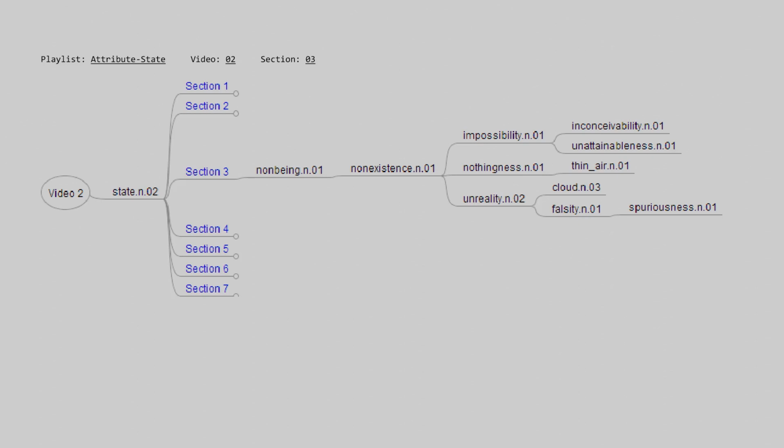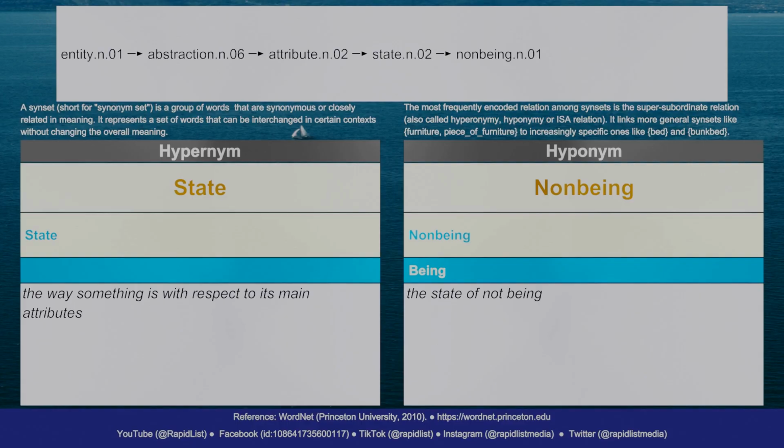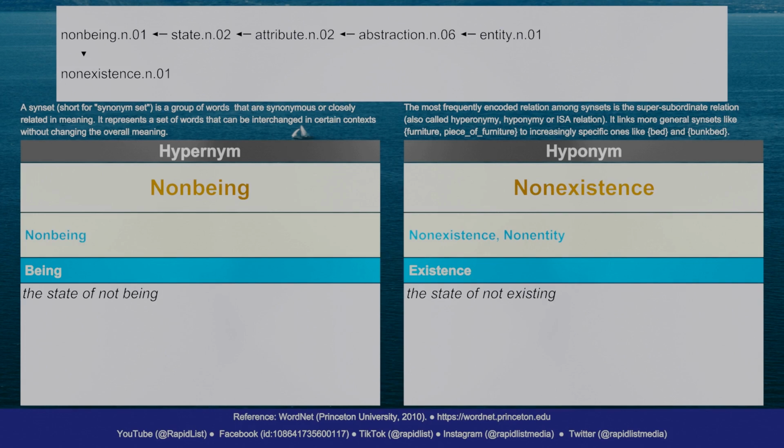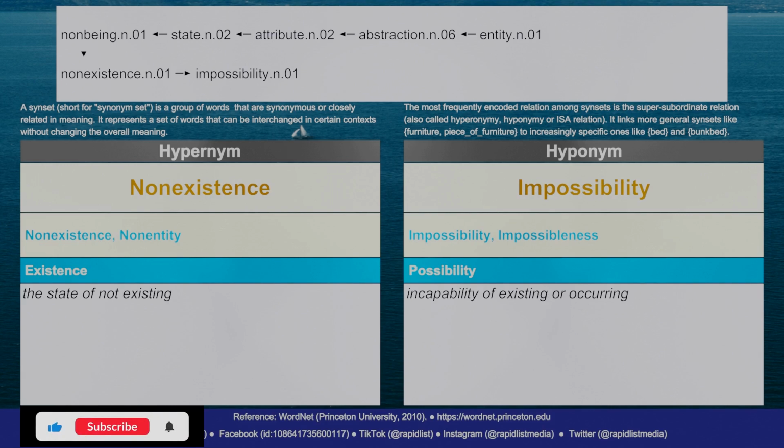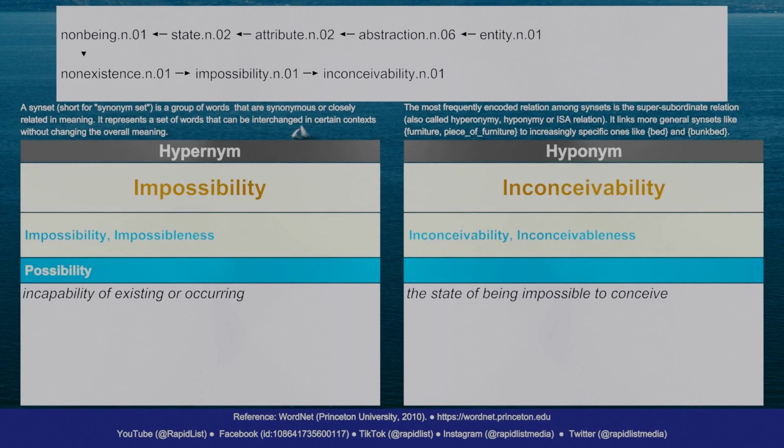Section 3. In this section, we will explore non-being, or the state of not being. Non-being. The state of not being. Non-existence. The state of not existing. Impossibility. Incapability of existing or occurring. Inconceivability. The state of being impossible to conceive.